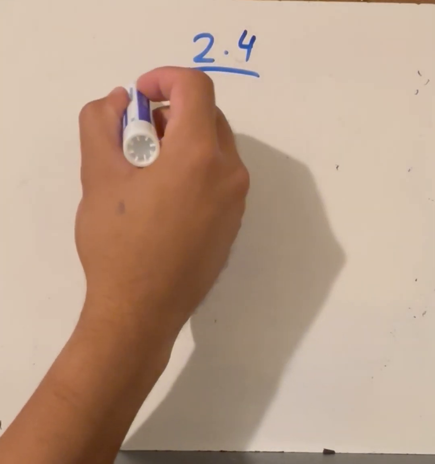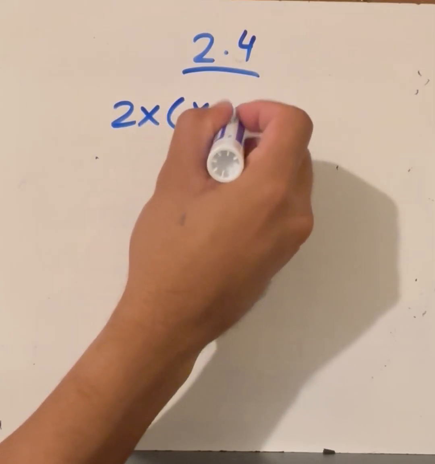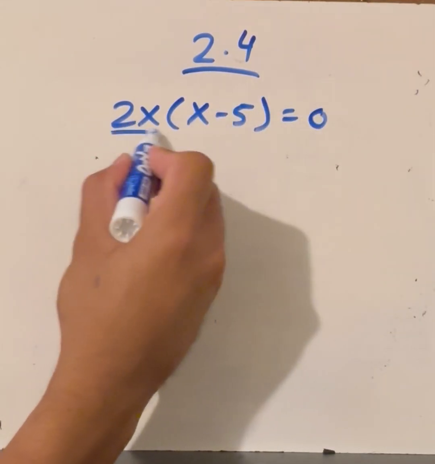All right, let's go and take a look at lesson 2.4. 2.4 is all about factored form and solving polynomial equations in factored form. So a question that we would get in this lesson is something that looks like this. So like 2x times x minus 5 equals 0. All you gotta do is set each part equal to 0.